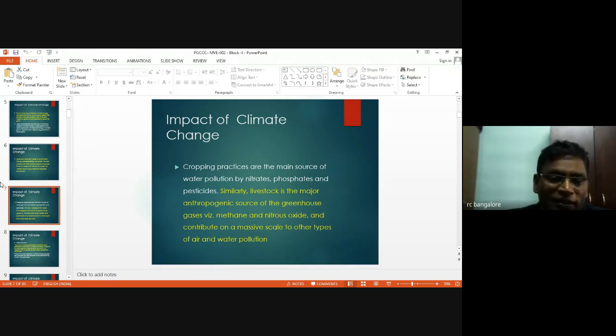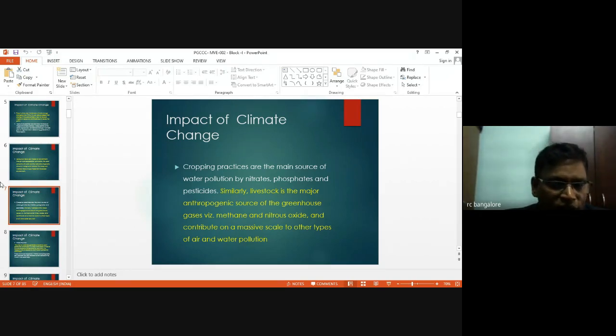So we apply the nitrates, phosphates, and also protect the crop from pests, because otherwise the pests attack the crop and destroy it, and the production will go down. So in order to avoid those things, to increase the productivity of the agricultural product, we use the pesticides. These chemicals have an impact on the climate or environment.